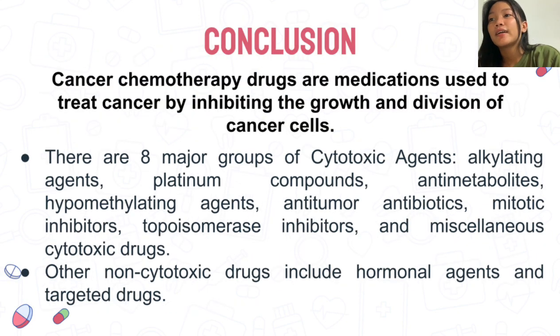Conclusion: in cancer, chemotherapy drugs are medications used to treat cancer by inhibiting the growth and division of cancer cells. There are 8 major groups of cytotoxic agents, namely the alkylating agents, platinum compounds, antimetabolites, hypomethylating agents, anti-tumor antibiotics, mitotic inhibitors, topoisomerase inhibitors, and the miscellaneous cytotoxic drugs. And the non-cytotoxic drugs include hormonal agents and targeted drugs.